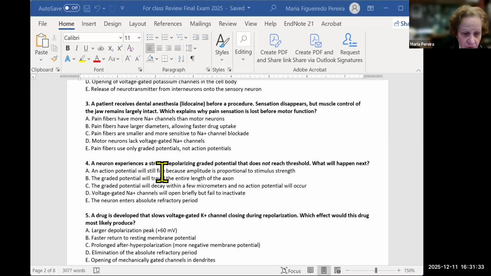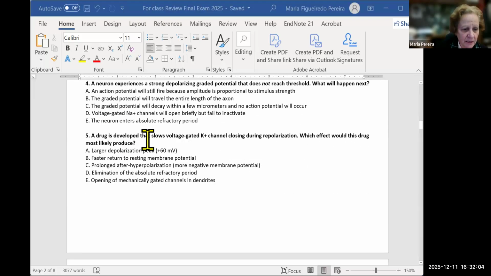An action potential will still fire. No, because it does not reach threshold. The graded potential will travel the entire length of the axon. No, graded potentials don't travel down the axon. The graded potential will decay within a few micrometers, and no action potential will occur. Absolutely correct. Voltage-gated sodium channels, the neuron enters absolute refractory period. No, C is the correct answer.